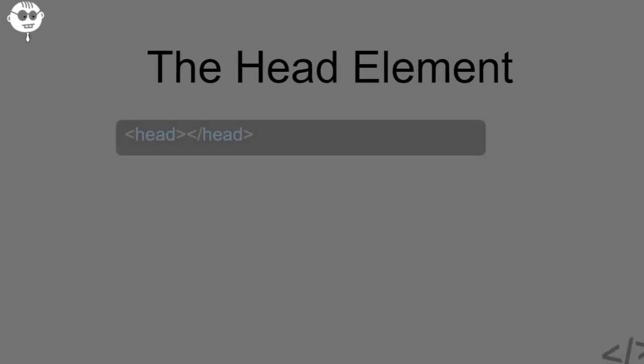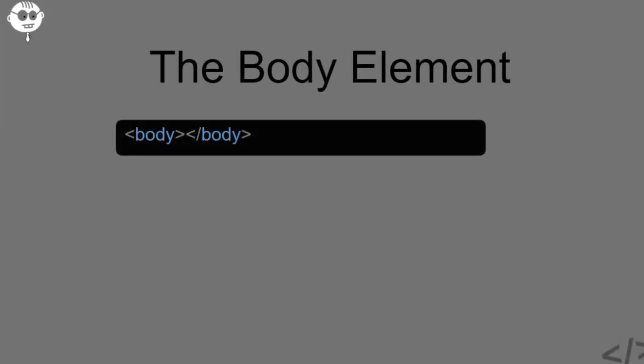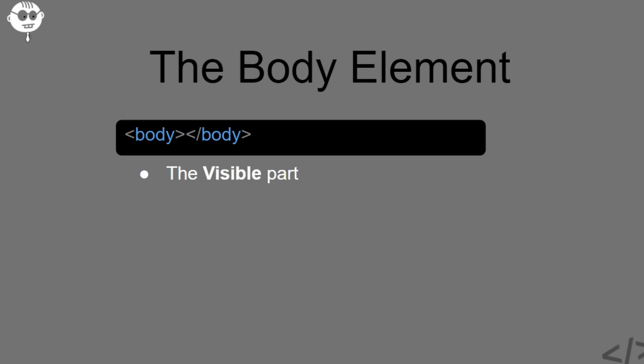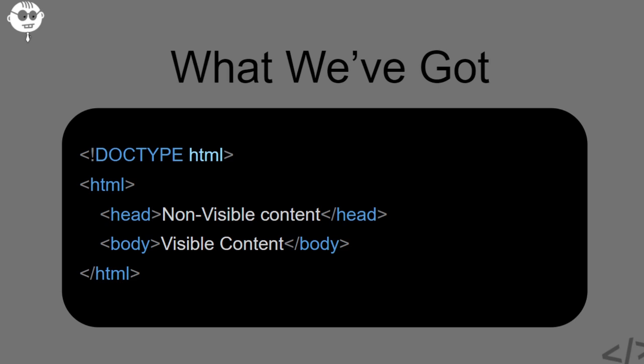The non-visible part of the website is wrapped in the head element. The visible part of the website is wrapped in the body element. So here's an example of what we have so far. We've got the document declaration, and inside of our HTML tags, we have the head and the body with the non-visible and the visible content.